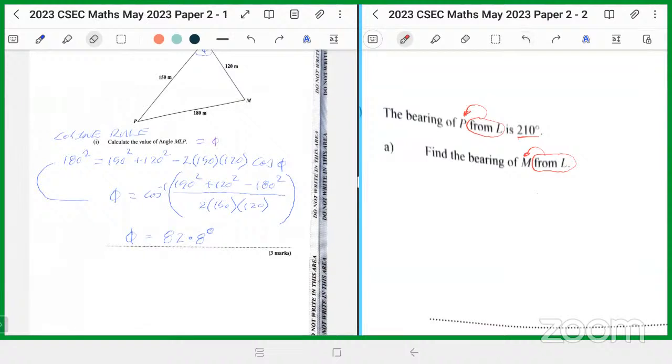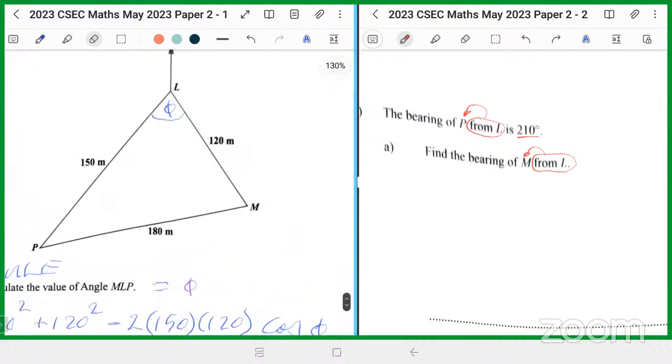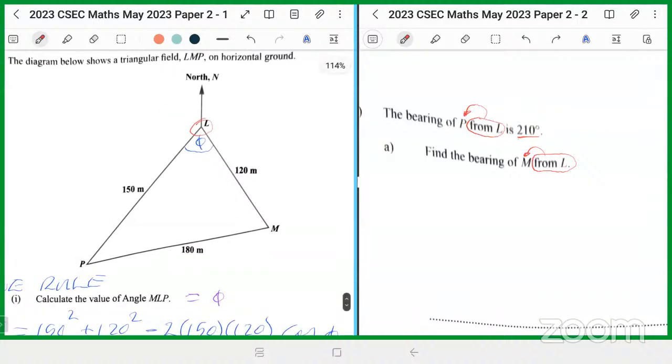All right, so let's put in this angle first that they gave us. So it's gonna help us in some way. Bearing from L to P is 210. So this is the from position right now. Let's put it in red. This is the from position. It's from L to P down here. The bearing is 210.